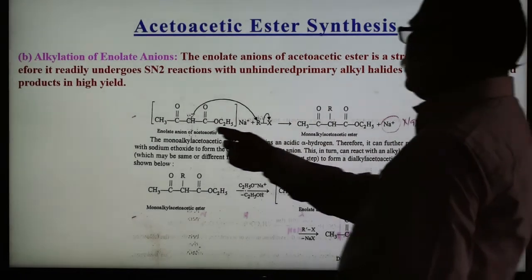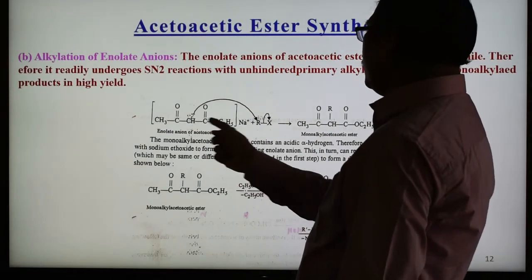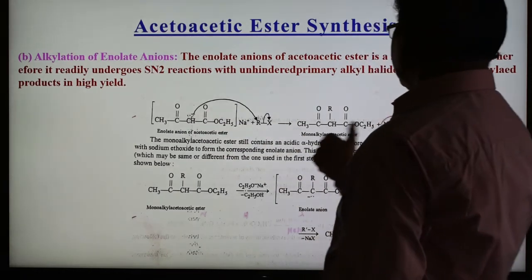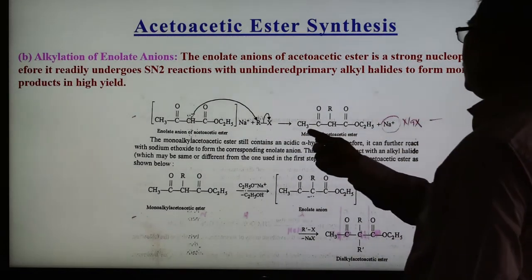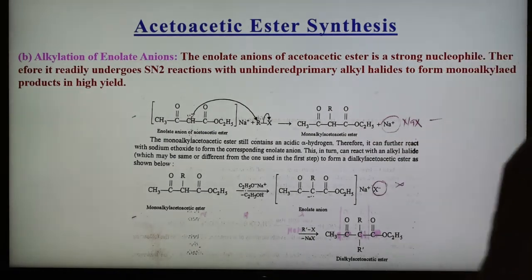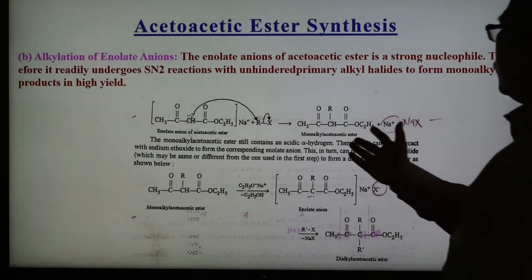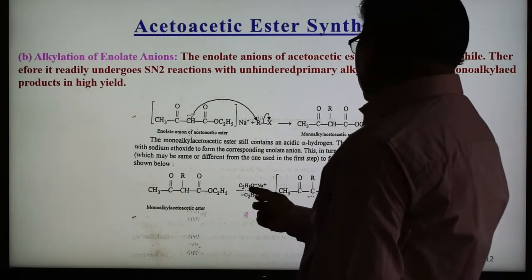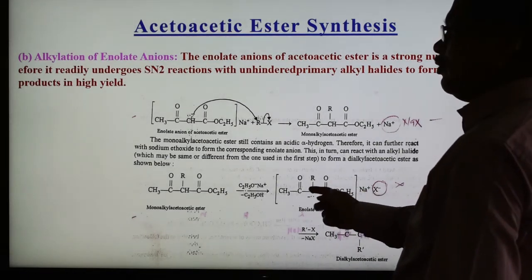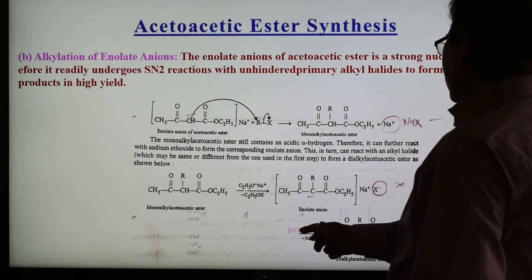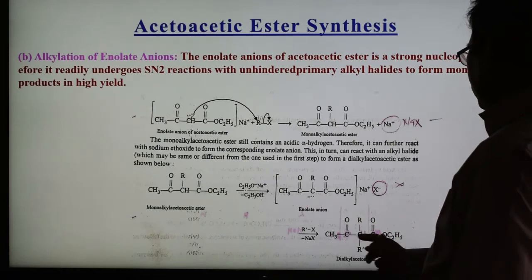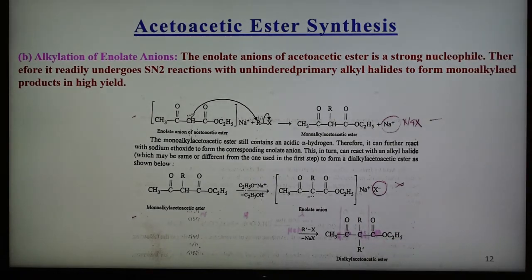Now this negatively charged enolate anion reacts with the alkyl halide, and this alkyl group gets attached here, and NaX is released. So this is the monoalkyl acetoacetic ester, and another hydrogen can also be replaced to give the dialkyl compound. This monoalkyl compound again reacts with sodium ethoxide, and we get the negatively charged enolate anion, which then reacts with R-X, another alkyl halide, and NaX is released. The alkyl group is attached here, showing the dialkyl acetoacetic ester.